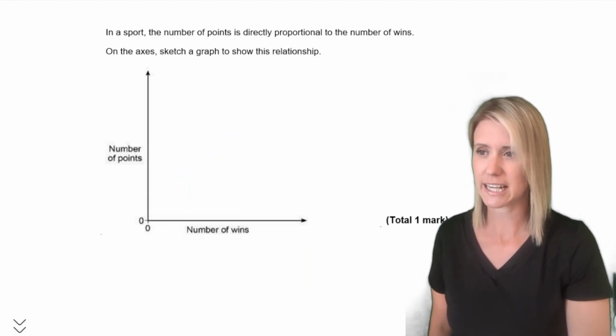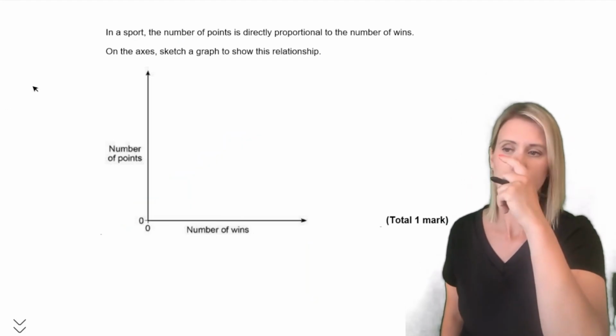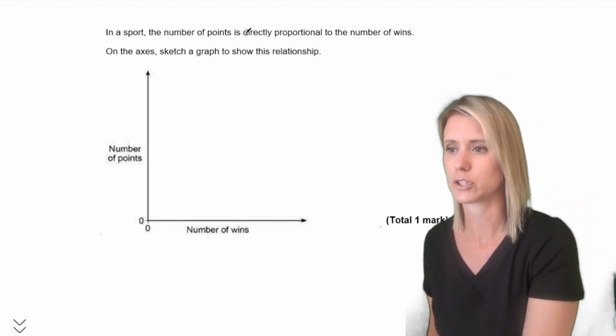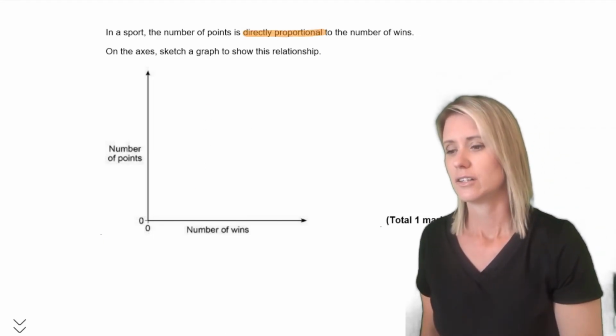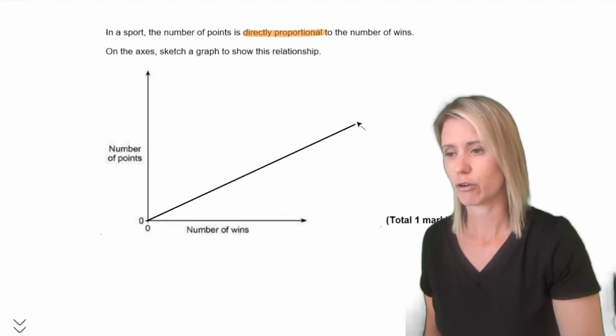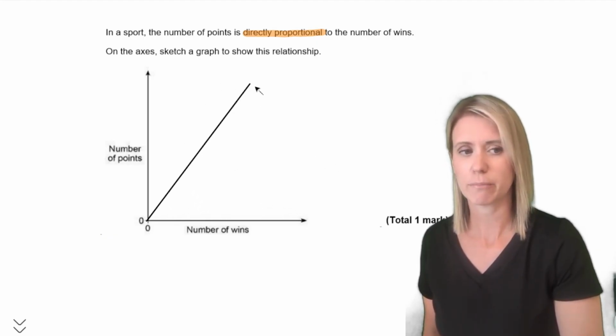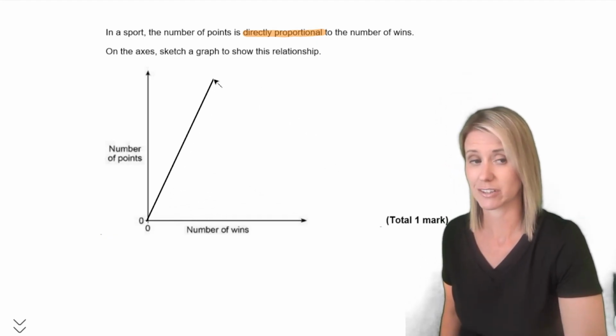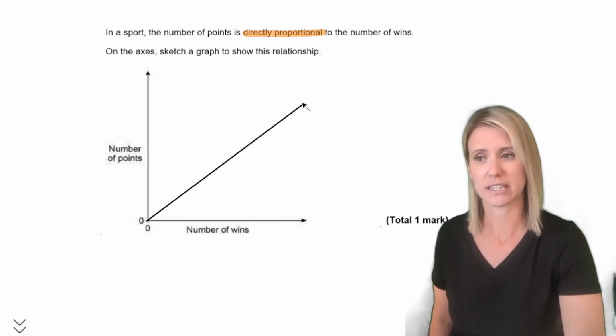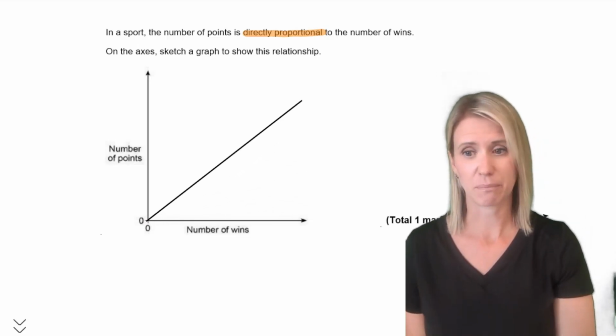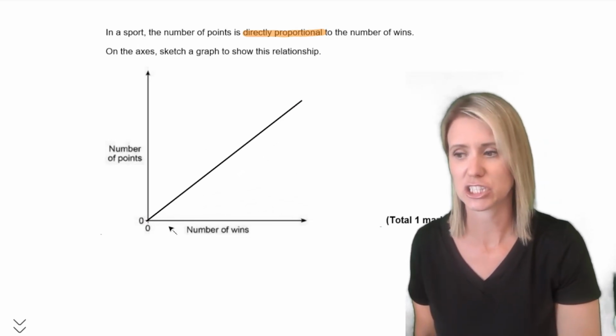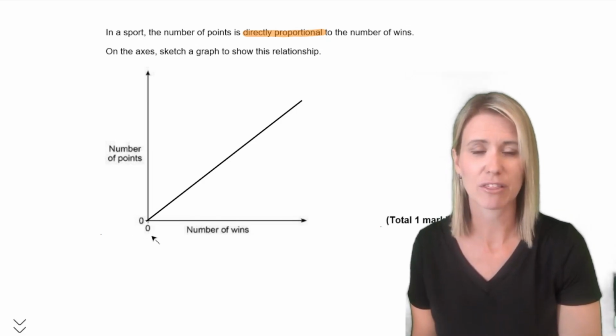So when you have a GCSE question that tells you the number of points is directly proportional to the number of wins, all you have to do, it doesn't matter of the gradient of your line, the only thing that matters is the fact it goes through 0, 0. So any of these answered would be absolutely fine. And I'm just going to place mine there for that 1 mark. They're just checking you know it's a straight line going through 0, 0.